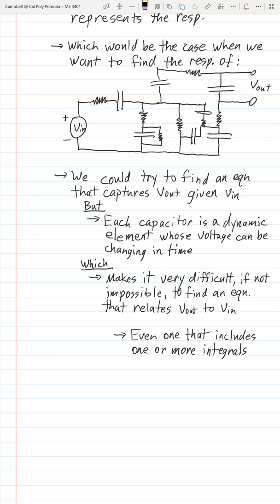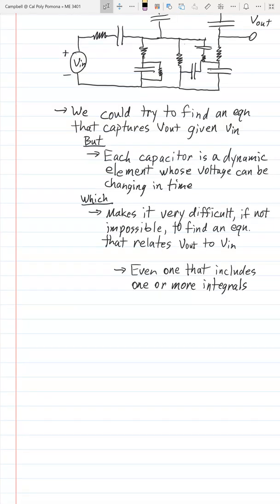Because of course, to relate the voltage to the current, when we're dealing with a capacitor, we have to integrate that current in order to figure out what's happening with the voltage. So here we would end up with a whole bunch of integrals associated with this particular circuit if we chose a particular way of representing what was happening.